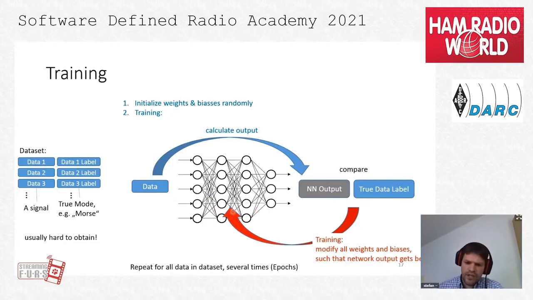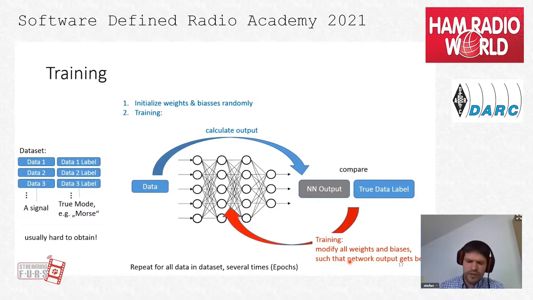And once you have done this, the neural network has a little bit better weights and biases. And you do that again with the next data. You repeat that process for all data in the data set. And if you have done this, it's called an epoch. And usually during training, you don't do just one epoch, but many, many epochs, like 10 epochs, 100 epochs, or even more. And over time, the network trains to get better, and in the end, you come up with a neural network that is able to classify the data very well.